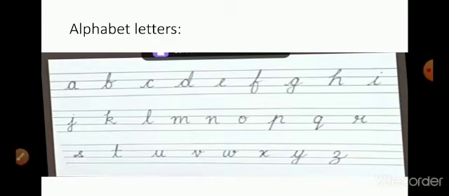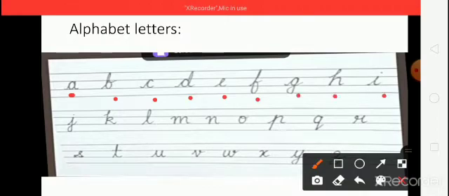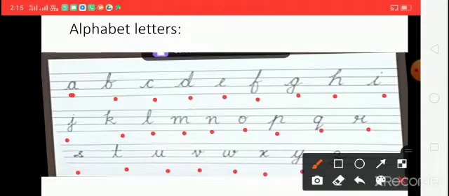How many letters are in the English alphabet? There are 26 letters in the English alphabet. Now you read. A, B, C, D, E, F, G, H, I, J, K, L, M, N, O, P, Q, R, S, T, U, V, W, X, Y, Z.